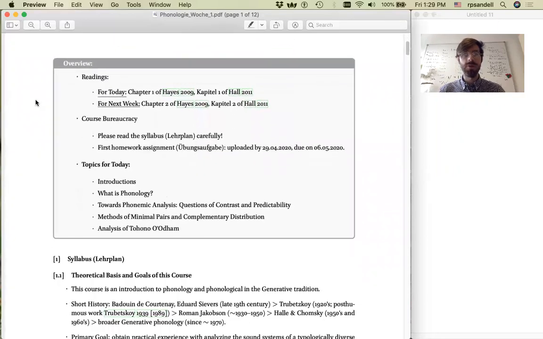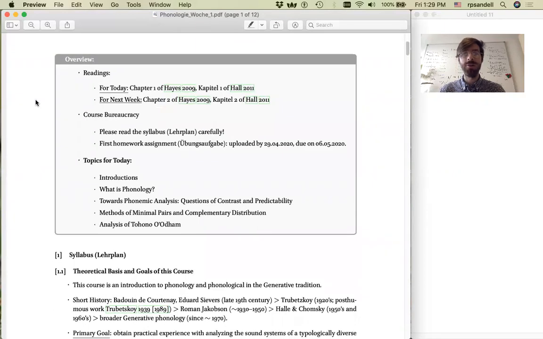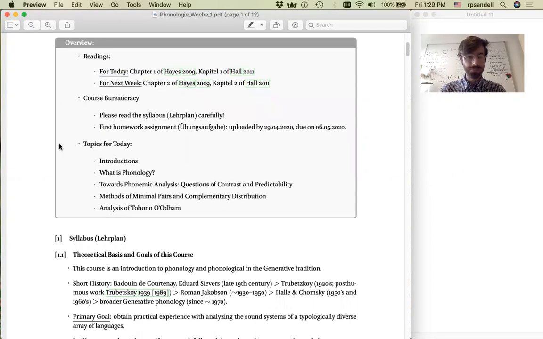So for those of you who have the handout at home, who are enrolled in this course, you can see what's going to be covered for today. Ideally, by the time you're reading or hearing this lecture, you should have read the first chapters of the Hayes textbook and the Hall textbook. And I'll go over the syllabus, the Lehrplan, in a little bit more detail in a separate video for those of you who are enrolled.